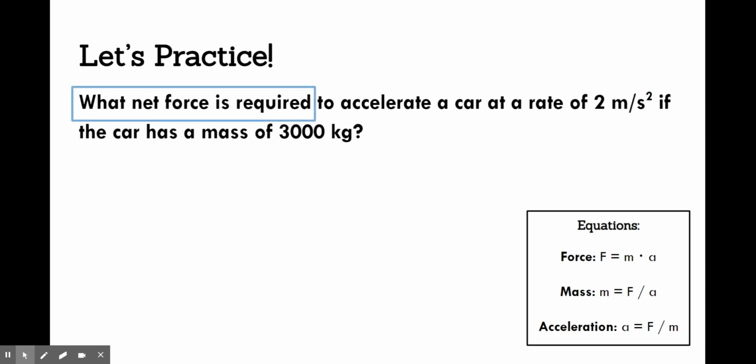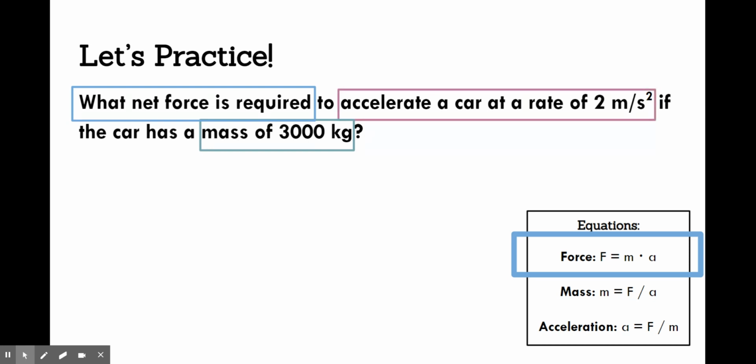When I look at my problem, I see that the question is, what net force is required? So I know that my equation that I'm going to use is F equals m times A. Then I go back to my problem because I know I need to find mass and acceleration. So I'm going to use my context clues of units because I know what the units are, where it says mass of 3,000 kilograms, so I know that's mass. Accelerates a car at a rate of 2 meters per second squared. Notice the little 2 up in the top.